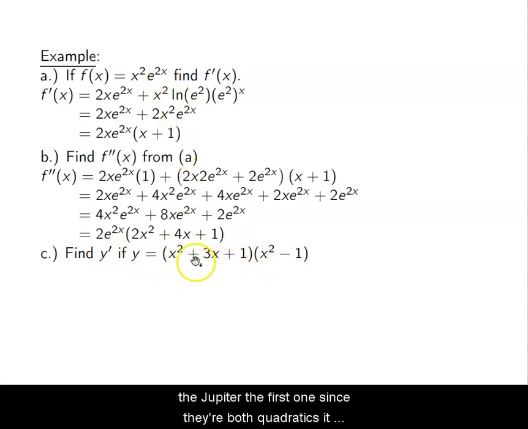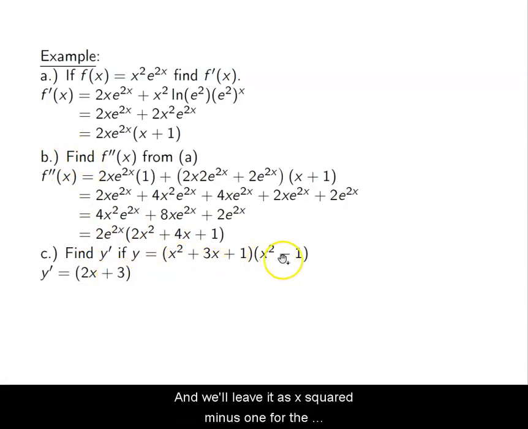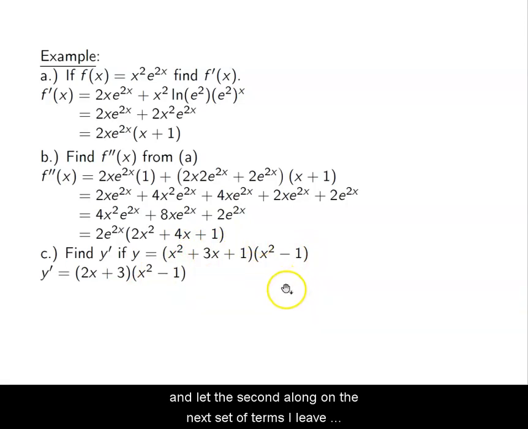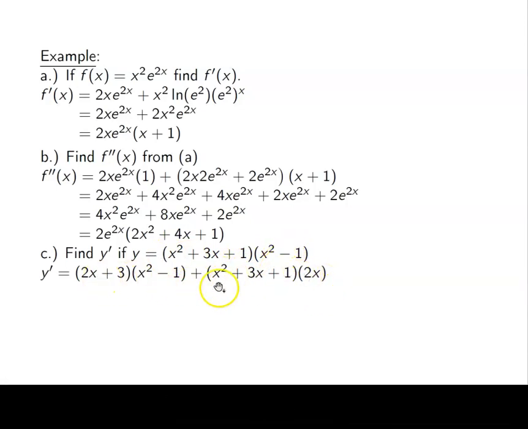I believe we're going to take the derivative of the first one. Since they're both quadratics, there's not really one that's easier than the other. So we'll go ahead and just stick with the formula instead of mixing it up like I did for b. So we'll just do 2x plus 3 for my first term, and we'll leave it as x squared minus 1 for the second. Since I differentiated the first one and left the second alone, on the next set of terms, I'll leave the first polynomial alone and I'll differentiate the second. So times 2x.